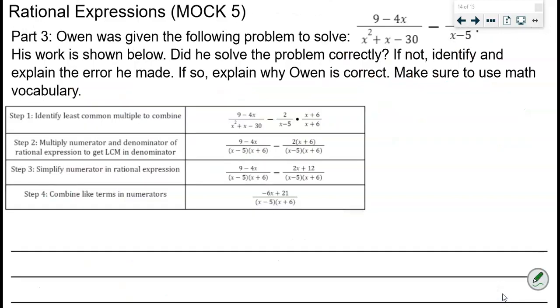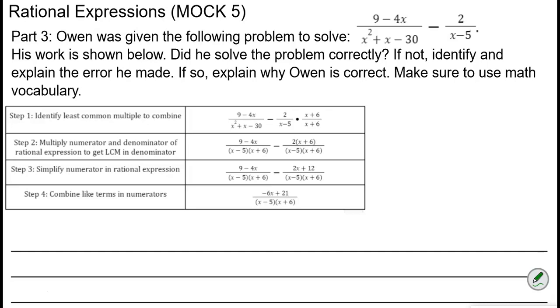I'm so excited, y'all. I'm on the last problem. Okay, so at least you guys will only have to do one of these, right? Not all four of them. So it says Owen was given the following problem to solve. His work is shown below. Did he solve the problem correctly? If not, identify and explain the error he made. If so, explain why Owen is correct. Make sure to use math vocabulary.